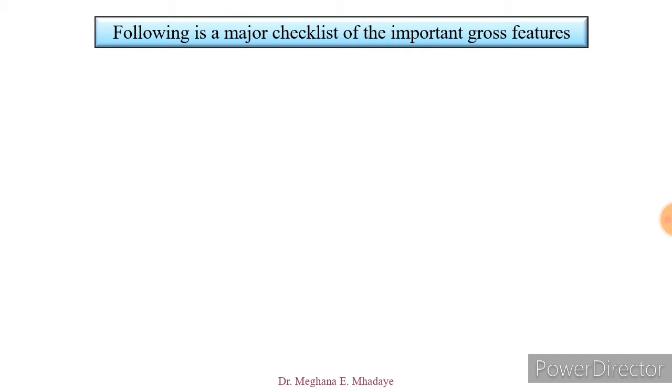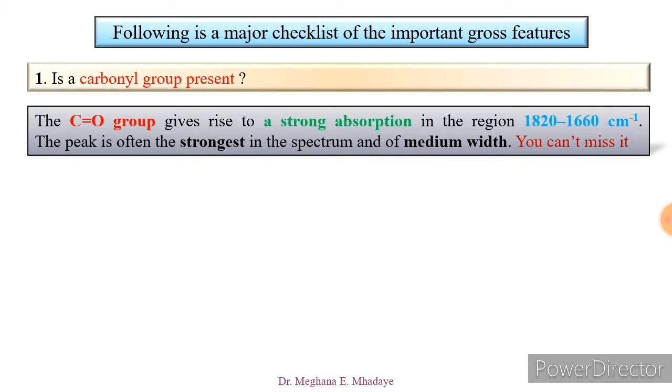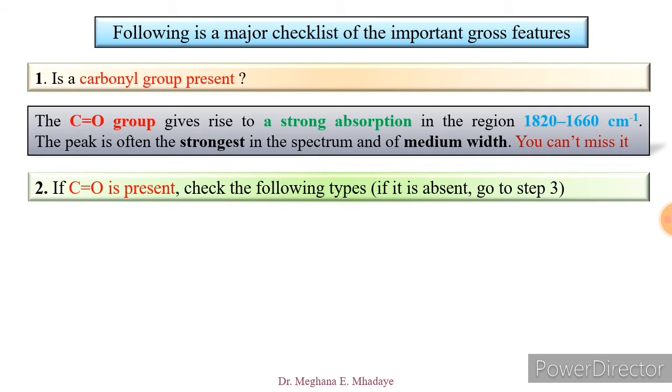Following is a major checklist of the important gross features. First one, is a carbonyl group present? The C double bond O, that is carbonyl group, gives rise to a strong absorption in the region 1820 to 1660 cm inverse. The peak is often the strongest in the spectrum and of medium width. You cannot miss it. Second, if C double bond O, that is carbonyl group, is present, check the following types. If it is absent, then go to the third step.